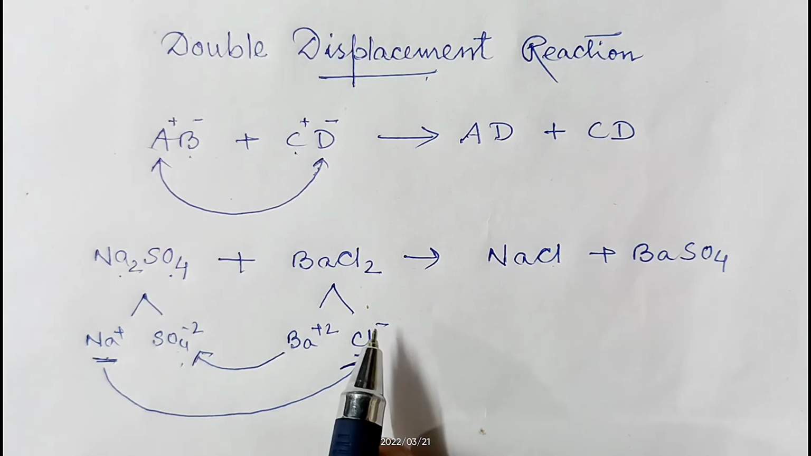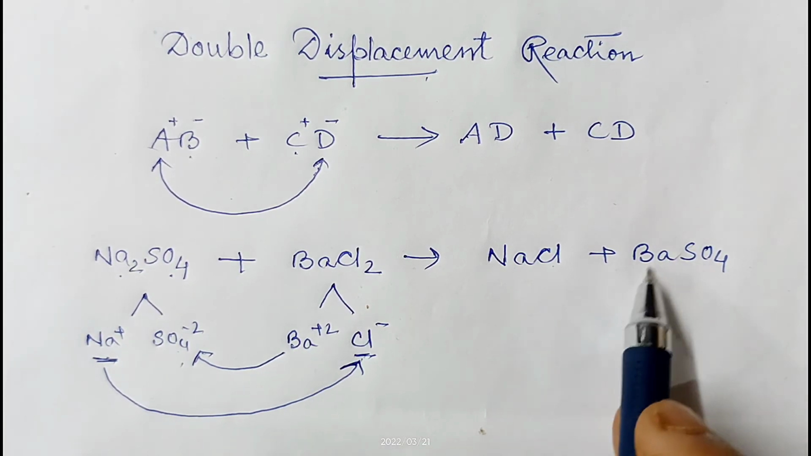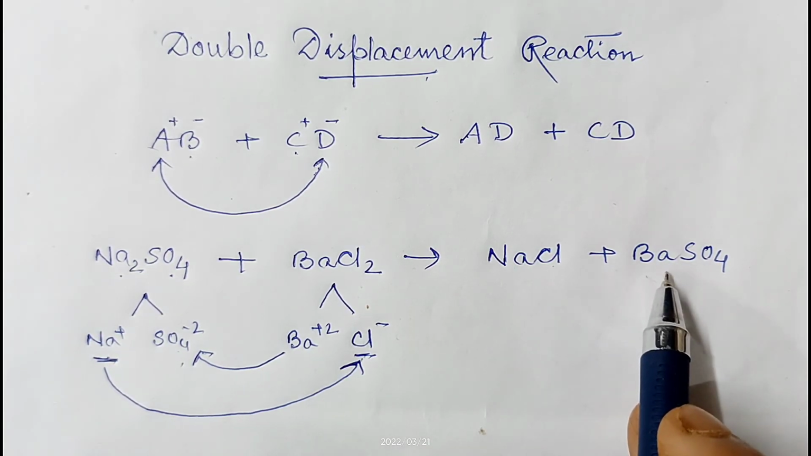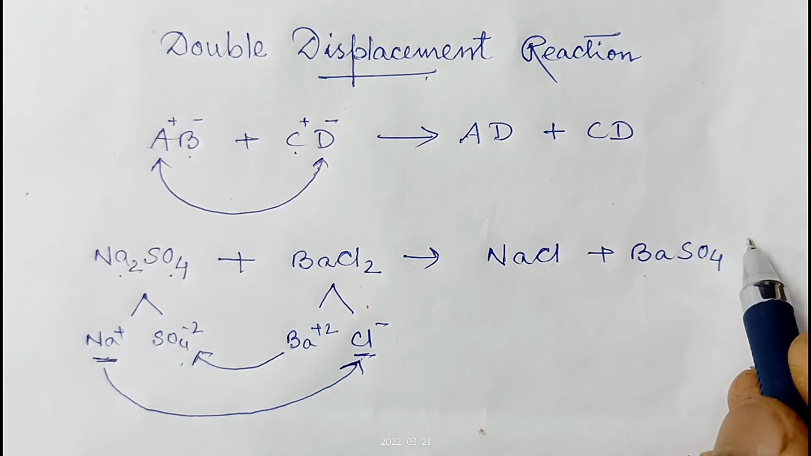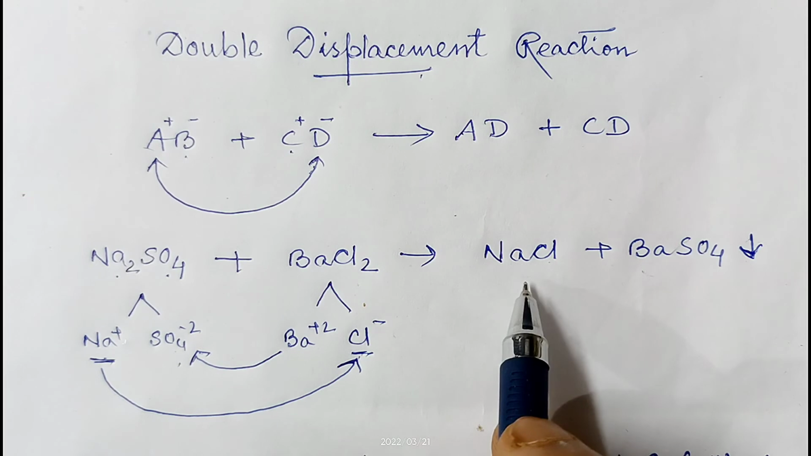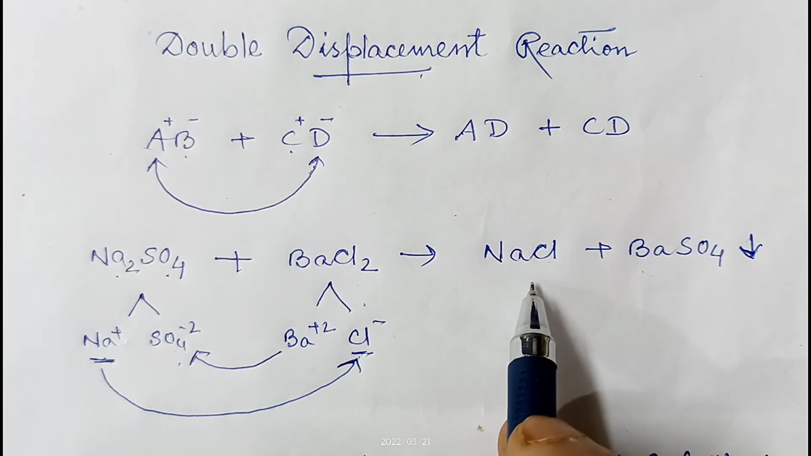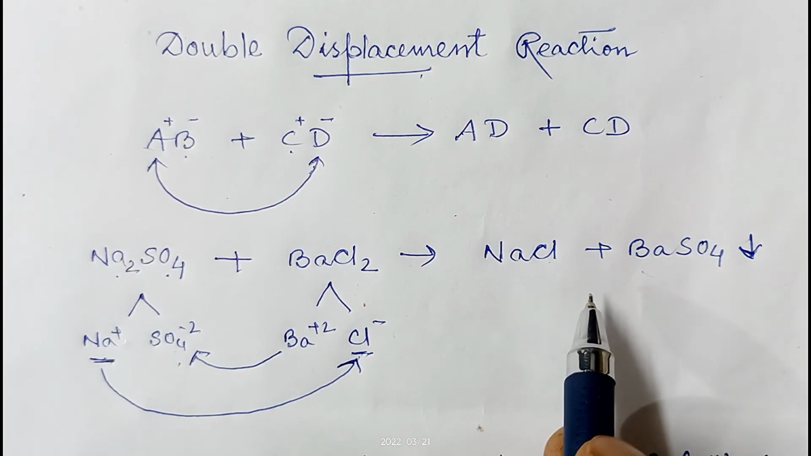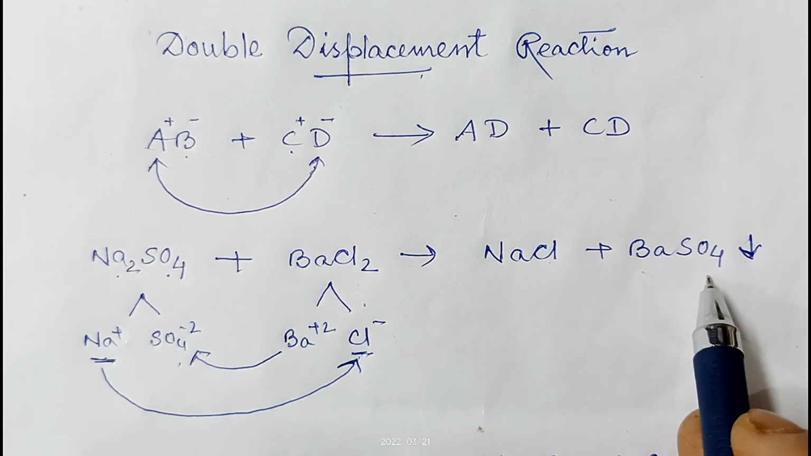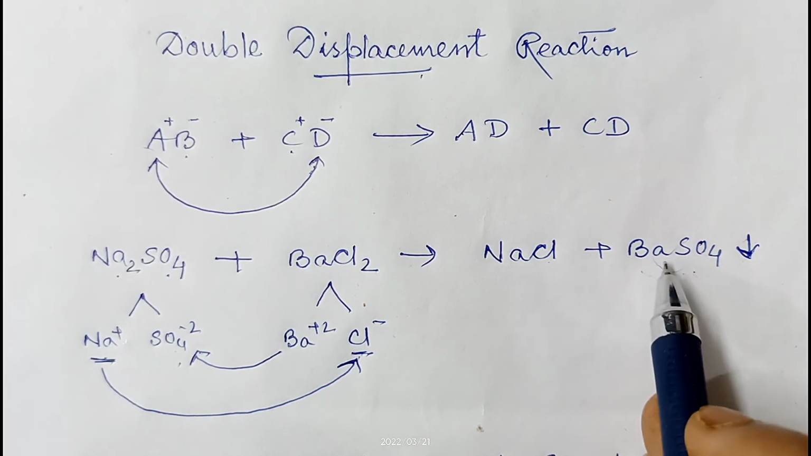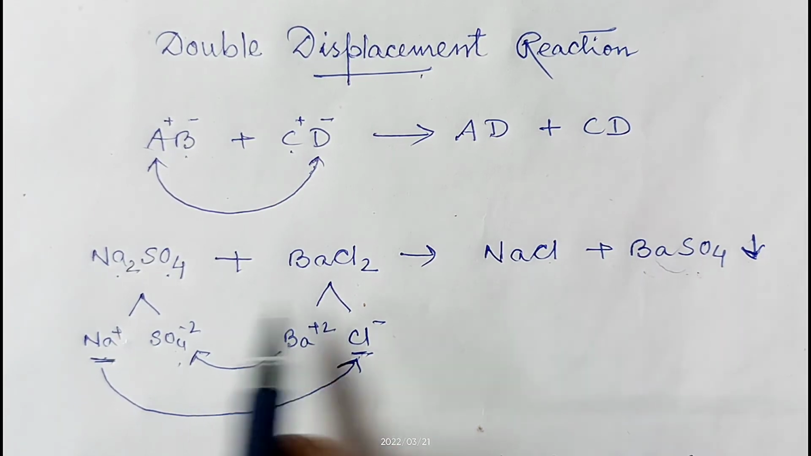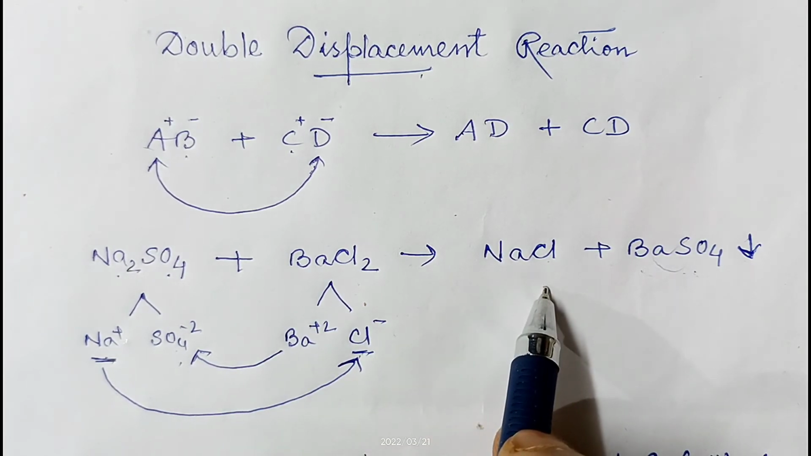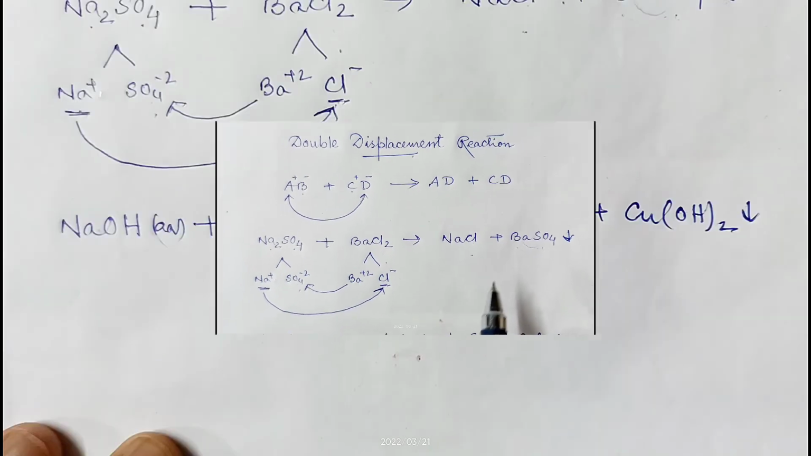barium sulfate. Now in this reaction, this barium sulfate is insoluble. Since this is insoluble, it will be the precipitate. We can give this down arrow here. Now after this reaction, it is found that a white precipitate is formed, and this white precipitate is because of barium sulfate. Just because one precipitate is formed after the reaction, this type of double displacement reaction is known as precipitation reaction. Let me give you another example.